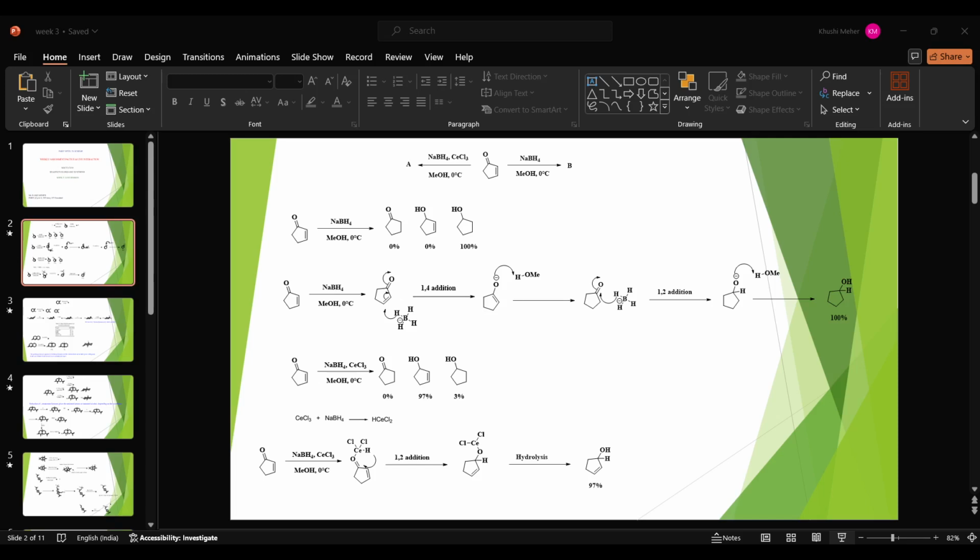Yes, most of the time it will. Yeah, it's good. But in these cases, what will happen? You see that we have two different types of conditions using sodium borohydride.